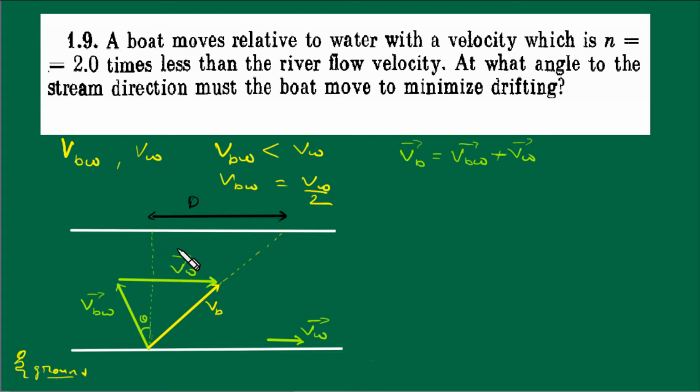Now let's find this drift in terms of theta. Actually, in the question we are not asked this theta. We are asked theta plus 90, because with respect to the river current, what is the angle made by the boat? So obviously the angle will be obtuse. We will see. So let's derive the formula. Fine.